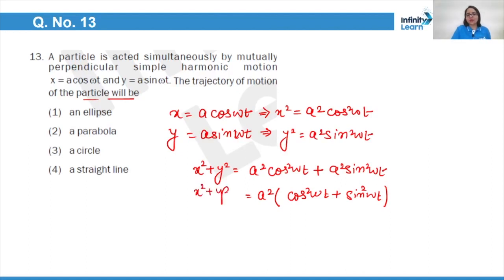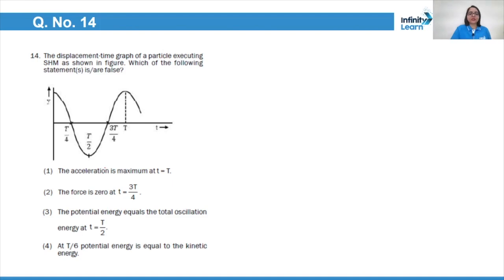So technically what do we have over here? We have x squared plus y squared equals a squared, and this is nothing but the equation of a circle, right? So the trajectory of motion of the particle will be a circle. Option 3 is correct.